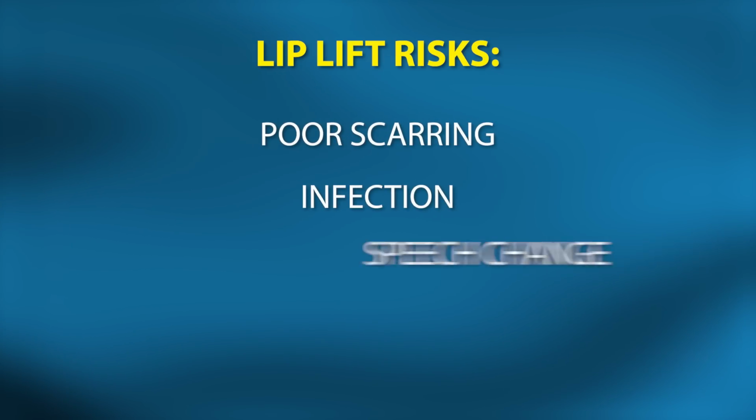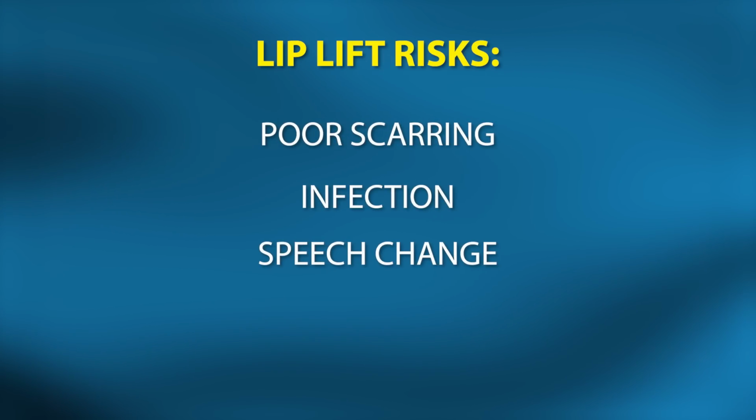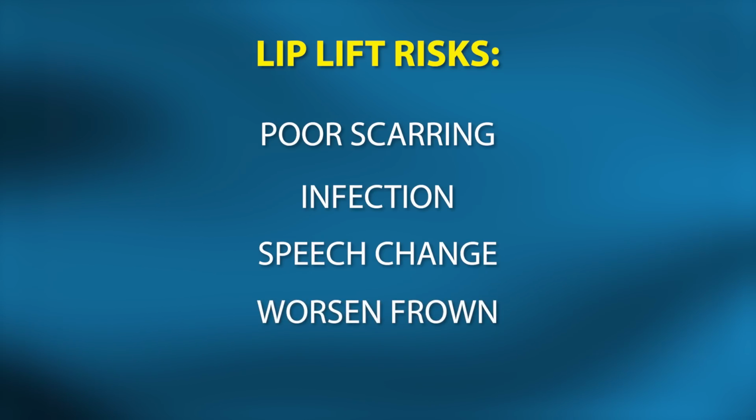Some of the risks of a lip lift surgery include poor scarring, infection, speech change if the underlying muscle is manipulated, and it can sometimes make a frown look potentially worse. I find this is the case in some patients when they have limited upper red lip show as you extend out to the lateral element of the lip or the oral commissure. Those patients are at higher risk for a little bit more of a frowny appearance post lip lift.